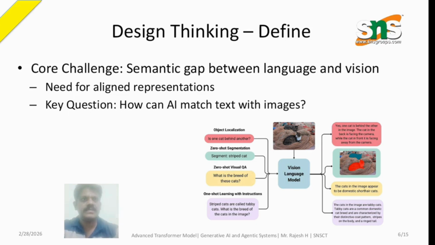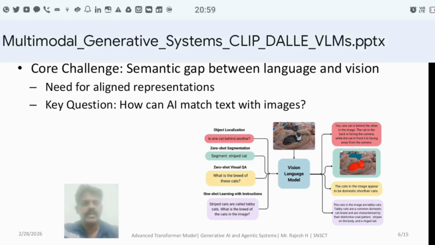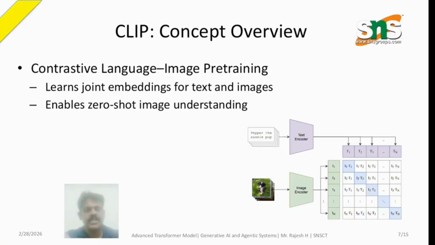So thus the cats in the image appear to be domestic short hair cats. So this is the final output. The cats in the image are tabby cats. Tabby cats are a common domestic cat breed and are characterized by their distinctive coat pattern, so stripes on the body and a fringed tail. So this is the description we got through this vision language model of the particular image.